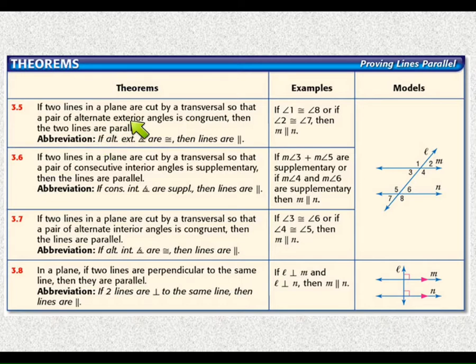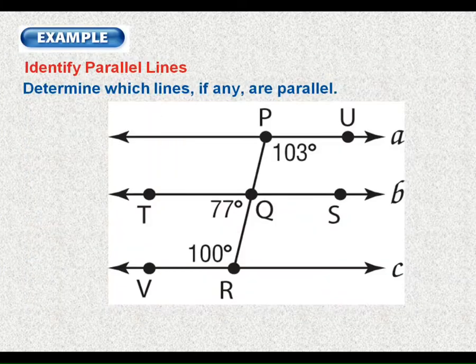Here, alternate exterior. If the alternate exterior angles are congruent, then lines are parallel. If consecutive interior angles are supplementary, then the lines are parallel. If alternate interior angles are congruent, the lines are parallel. And if two lines are perpendicular to the same line, then the lines are parallel. So it's everything we did last time, but now it's just the converse. It's switching the hypothesis and the conclusion. Okay. So sometimes I give you the lines are parallel, and I tell you to find the alternate interior angles. And other times I give you the alternate interior angles are congruent and say, can you tell me if the lines are parallel? And you would say yes, because they're congruent.